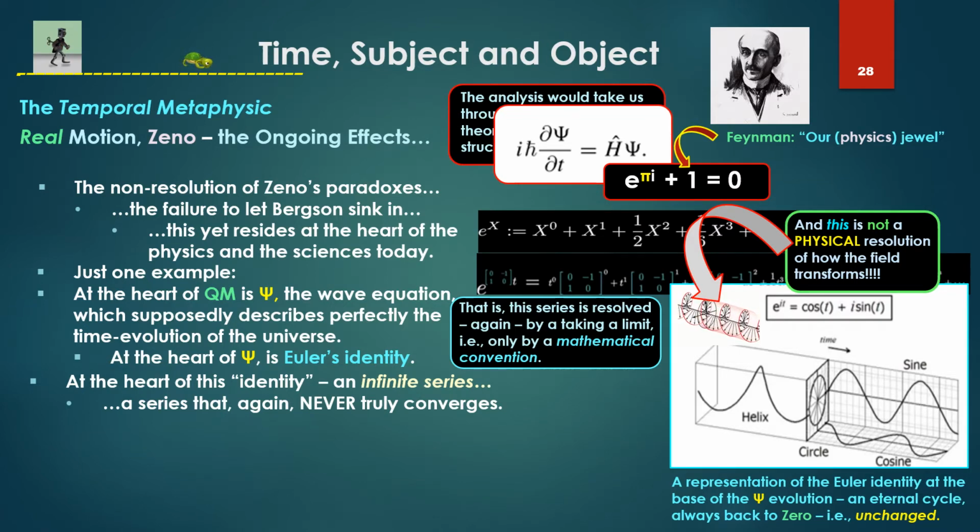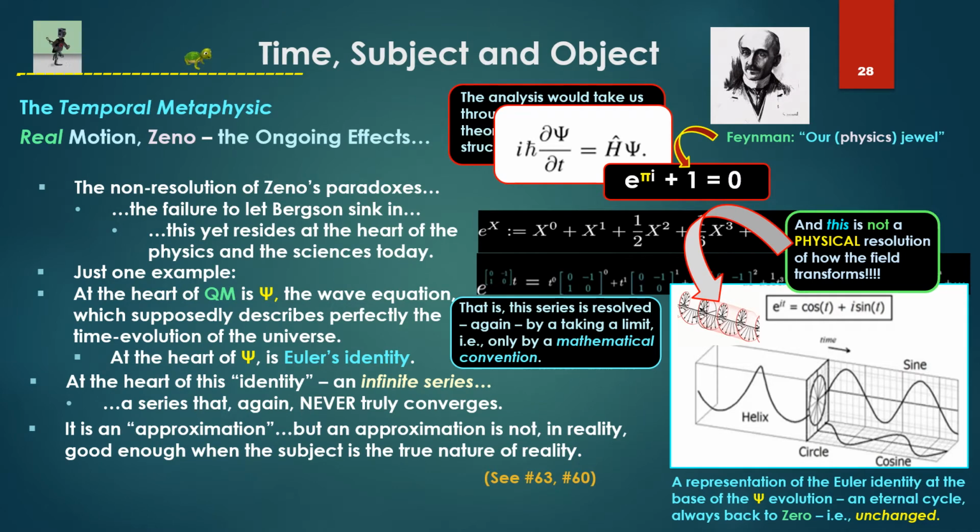There you have the same Euler identity, e to the i pi plus 1 equals 0. They're in terms of cosine and sine. So it becomes an infinitely repeating cycle of the rotation of sine and cosine. So note, it's always coming back to 0. It's unchanged. There is no development in time. So this is an approximation. But an approximation is not in reality good enough when the subject is the true nature of reality.